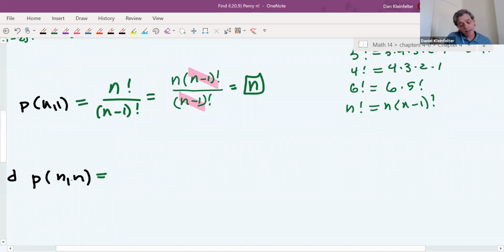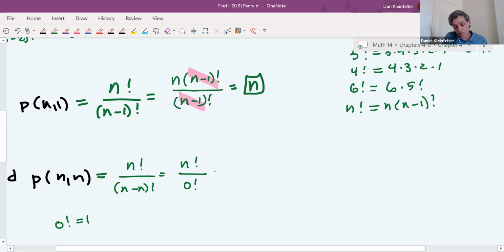Out of n things, we're choosing n of them. How many ways are there for us to order that? So there's n factorial divided by n minus n factorial. We have n factorial on the top, and n minus n is 0, so we have 0 factorial. Be careful here because we're not dividing by 0, okay? Dividing by 0 is forbidden, of course. But remember that 0 factorial is equal to 1, so we have n factorial over 1, which is just n factorial.